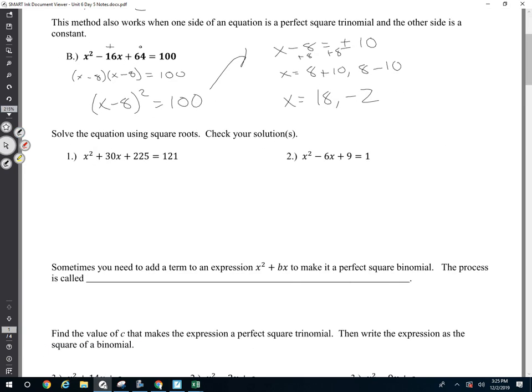So, do the same process for this. This is a perfect square. What are the two numbers that add to get 30 and multiply to get 225? 15 and 15 is a good guess, and you are correct. So please rewrite this as x plus 15 times x plus 15, or even skip that step and write this as x plus 15 squared equals 121, and then we can square root both sides and solve. Go ahead.